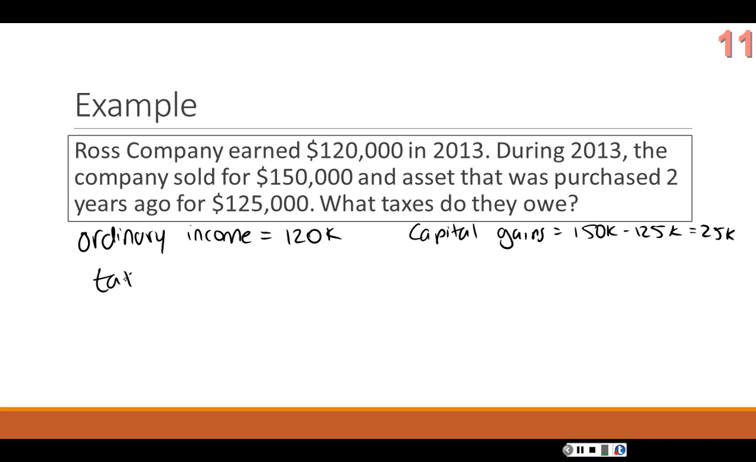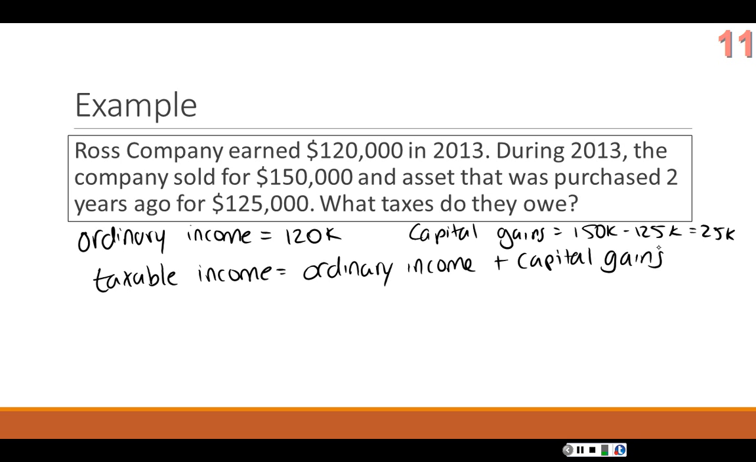So their taxable income is equal to ordinary income plus capital gains. That's $120,000 plus $25,000 to give you $140,000 in taxable income. So now that we know taxable income, we can calculate the amount of taxes owed.